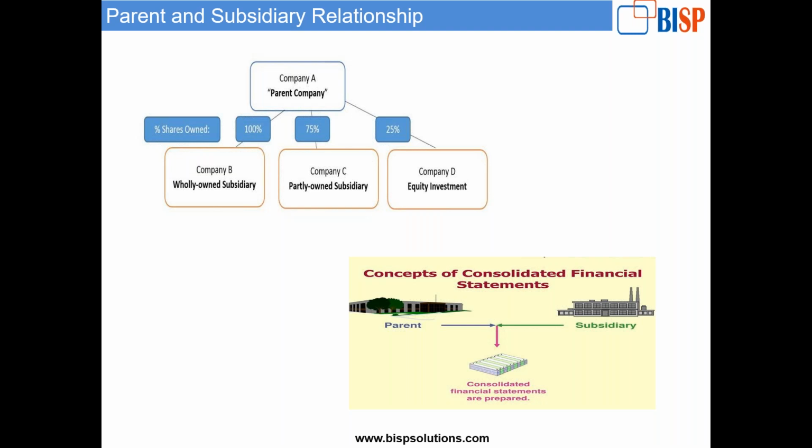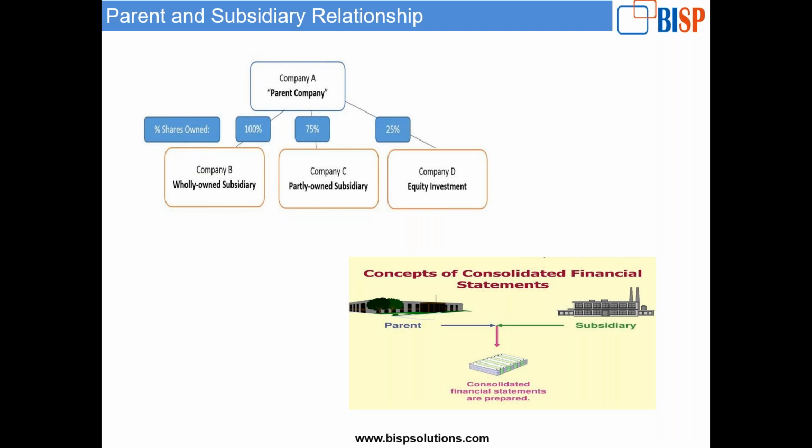So in this sheet, you can see that company A has taken the acquisition in company B by 100%. This means that company B is the wholly owned subsidiary of company A. Company A has also taken the acquisition in company C, but by 75%. So company C will not be a wholly owned subsidiary. Company C will be called a partly owned subsidiary company.